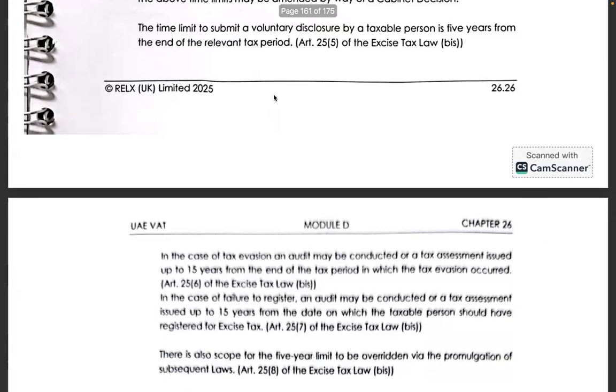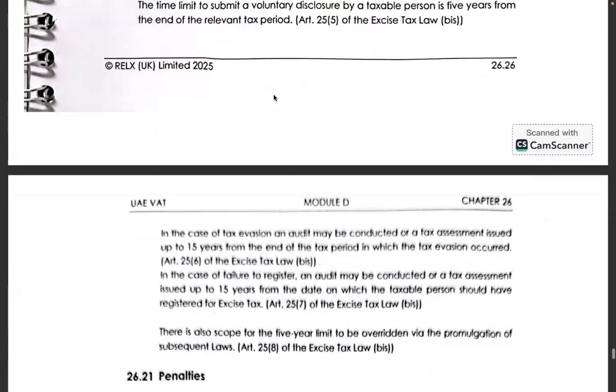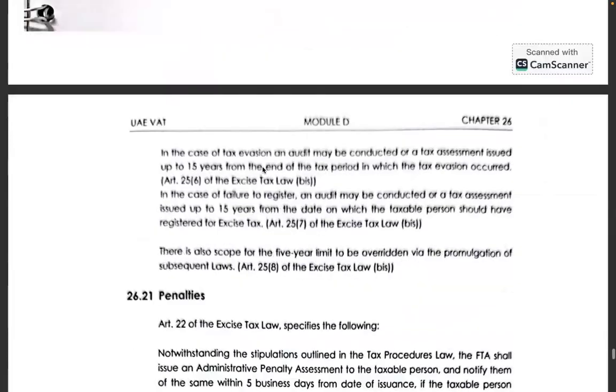In the case of tax evasion, that's a very rare situation and it's a sensitive situation as well. In case of tax evasion, an audit may be conducted or a tax assessment issued up to 15 years from the end of the tax period in which the tax evasion occurred. So for evasion cases, the statute of limitation is not 5 years but 15 years.